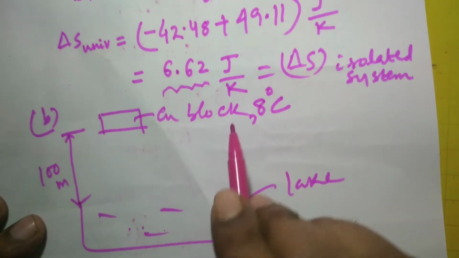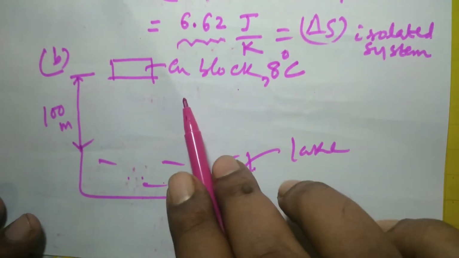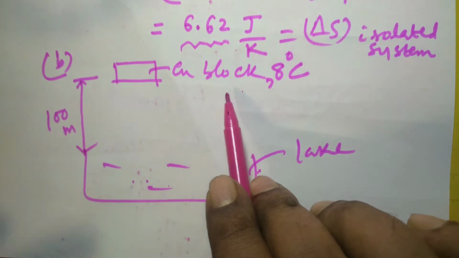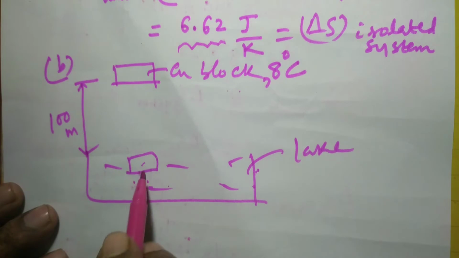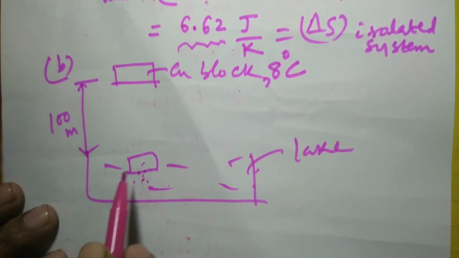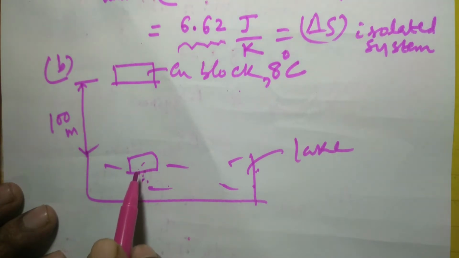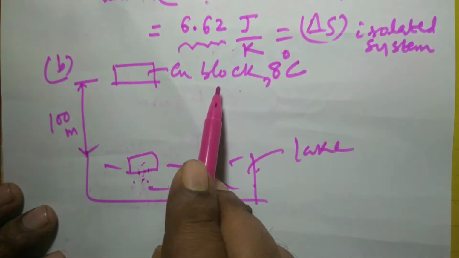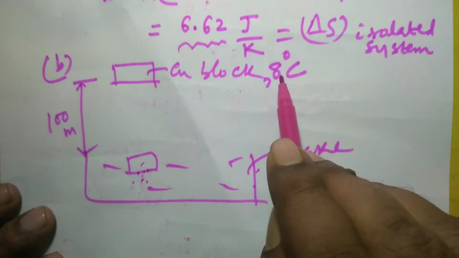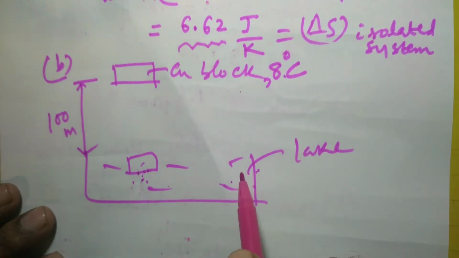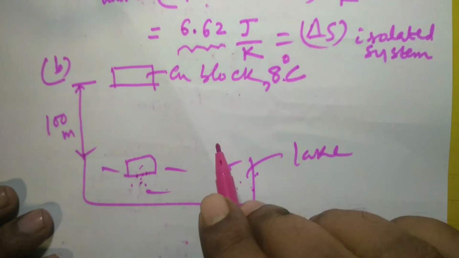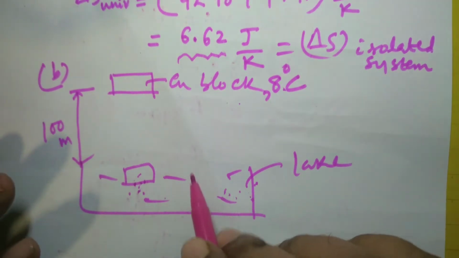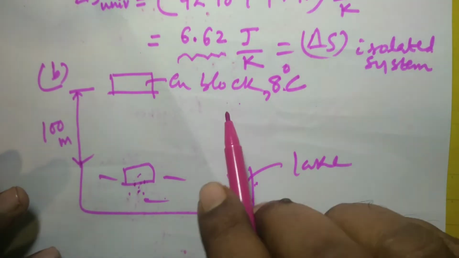Since the temperature of the copper block does not change here, because initially its temperature is 8 degrees Celsius, when it is dropped, comes close to the lake, and eventually falls in the lake, the temperature is still the same. The temperature of the copper block is 8 degrees Celsius and the lake temperature is also 8 degrees Celsius. So there would be no change in the temperature of the copper block, because the lake is a reservoir and the final equilibrium temperature will be the same as the temperature of the reservoir.